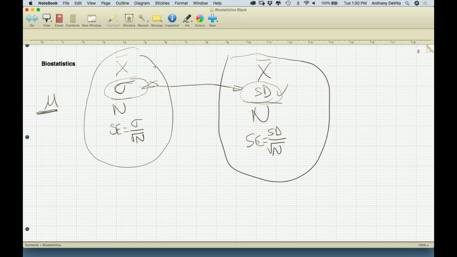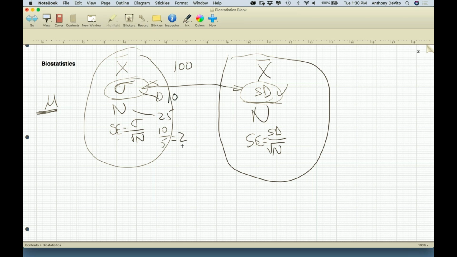Okay, so let's say that our mean is 100. Let's say that sigma, the standard deviation of our population, is equal to 10. And let's say our sample size is equal to 25. Well, what is our standard error?